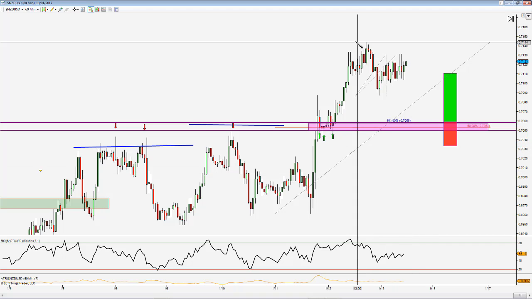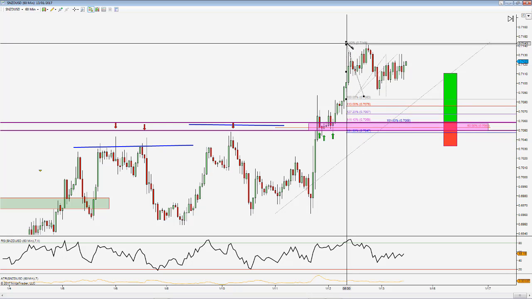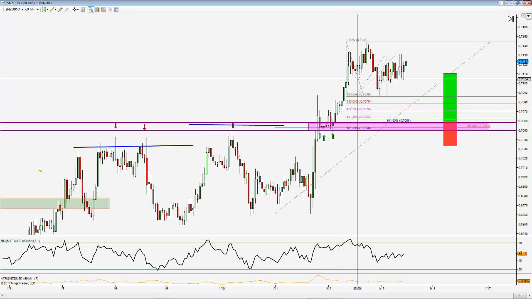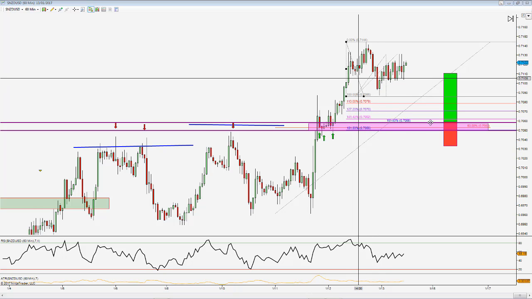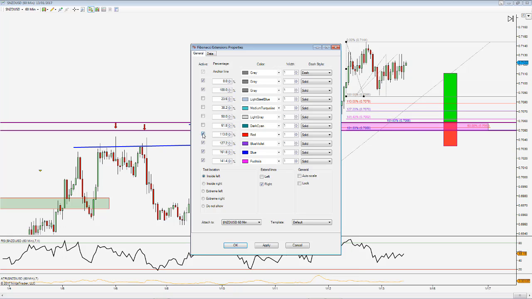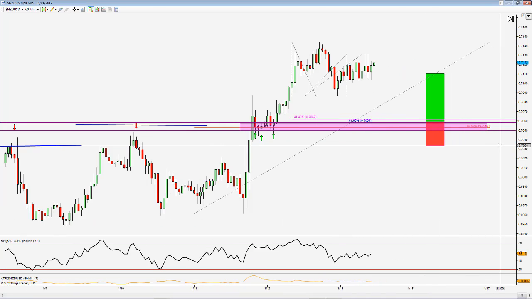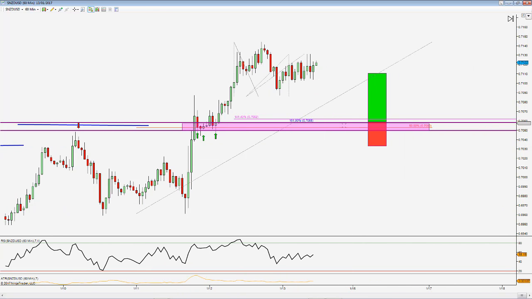What we can also do is bring on our fib extension tool from the previous high to this outside return. And you see we've got a 1.618 in that zone as well. So there's some fib confluence. There's a nice little fib cluster in this area here. Okay, see that? So we've got a nice little fib cluster in this area here.